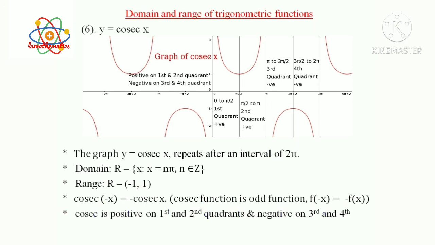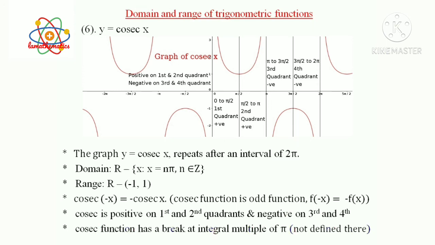Cosec is positive on first and second quadrant and negative on third and fourth quadrant. From figure, it is clear that on first and second quadrant, the graph of cosec function is above x-axis, and on third and fourth quadrant, the graph is below x-axis. Cosec function has a break at the integral multiple of pi. That is, cosec function does not exist on integral multiple of pi because the function is not defined at that point.